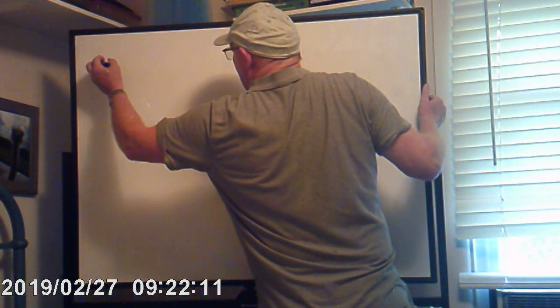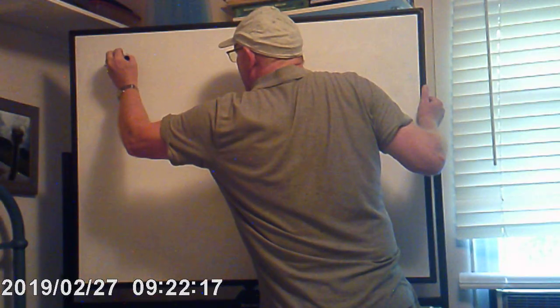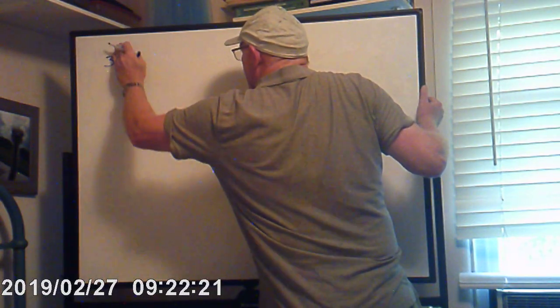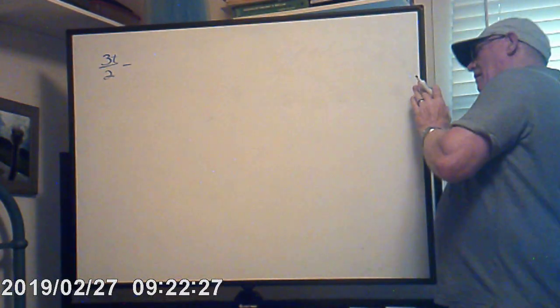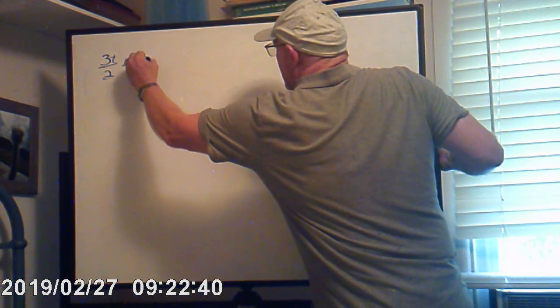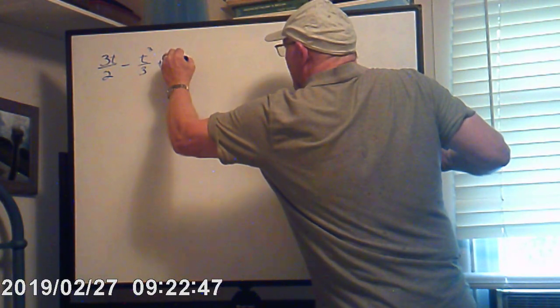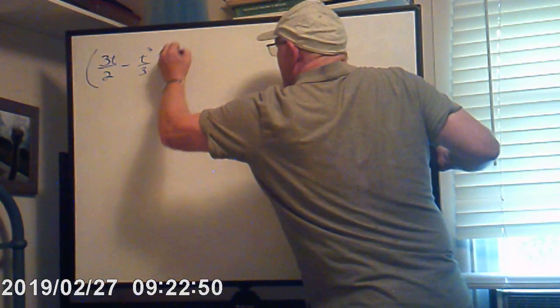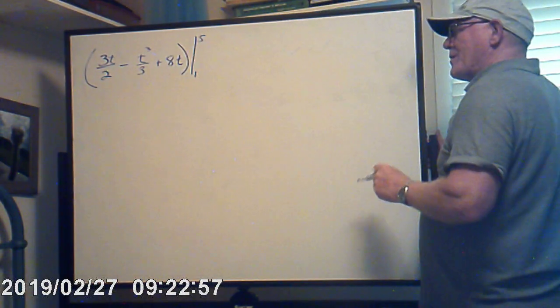Alright, so now we have 3t squared over 2 minus t cubed over 3 plus 8t, and we're going to carry that from 1 to 5. I do believe it is from 1 to 5.